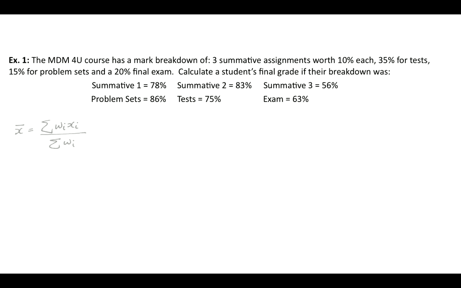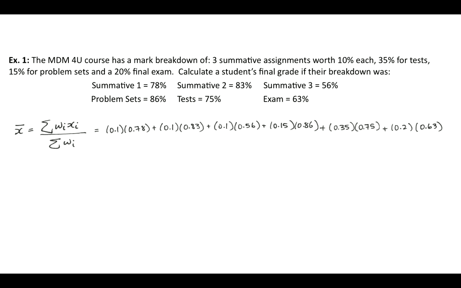So here's what we're going to do. We're going to say that the weighted mean is equal to the sum of the weight times the item, divided by the sum of the weights. So what does this mean?